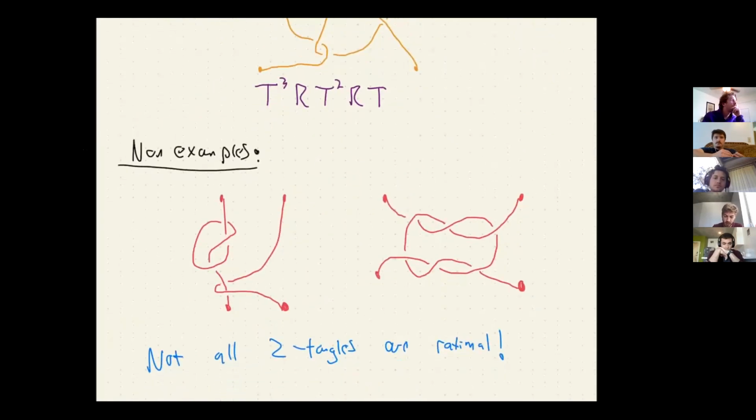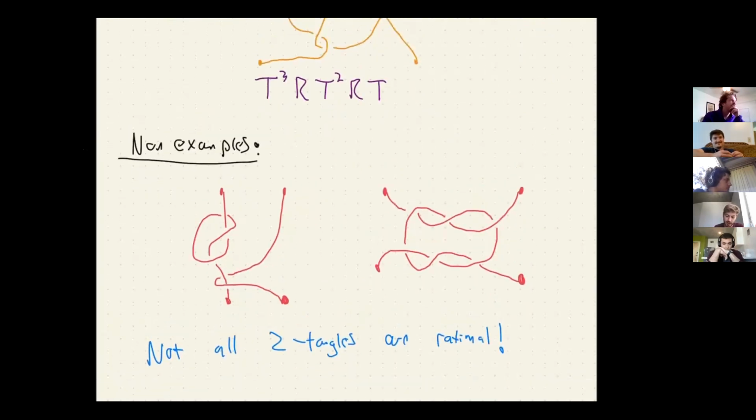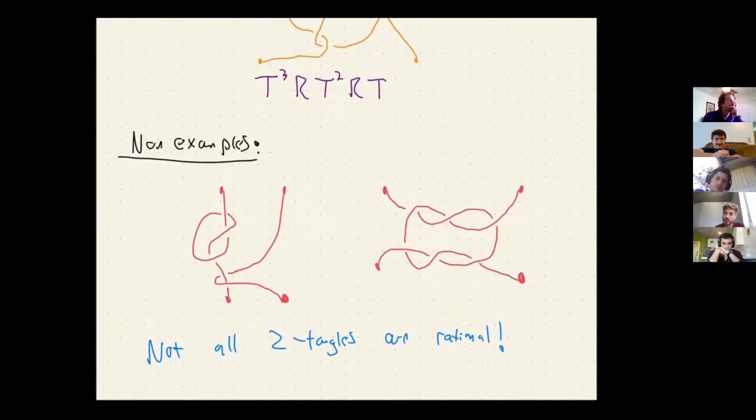It's worth noting that not every 2 tangle is a rational tangle. So in particular, here are some counterexamples. The thing that we notice on the left here is that there's this strand which is just knotted with itself. It's like an overhand knot in there. And then this strand just goes around it. It doesn't really matter. This is never going to be obtained by a sequence of rotations and twists. That's sort of intuitive.